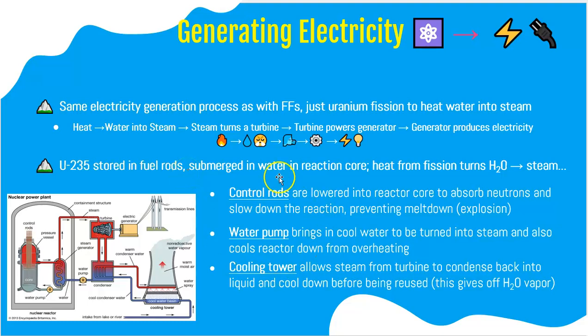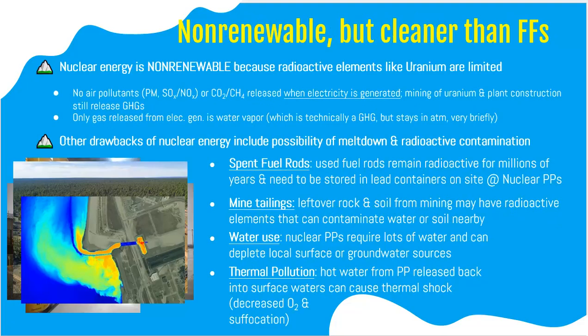I'm going to go over all of these things when we look at the diagram, but basically you notice there's the turbine, there's the generator, there's our transmission lines. All of this is going to be the same. It's this part of our diagram that's going to be slightly different. Now, what are some advantages and disadvantages? Nuclear energy is non-renewable because elements like uranium are limited. It's found in the ground.